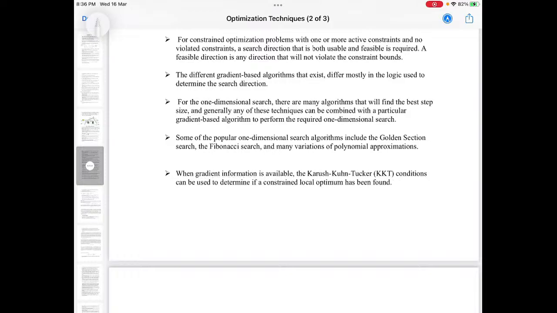When gradient information is available, the Karush-Kuhn-Tucker (KKT) conditions can be used to determine if a constrained local optimum has been found. So actually in the gradient based method, a technique called the Karush-Kuhn-Tucker conditions can be used to determine the constrained local optima.